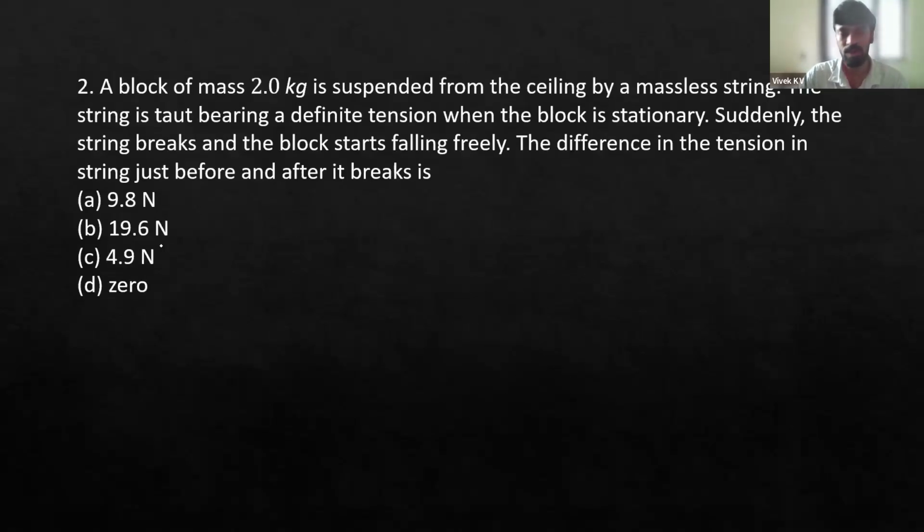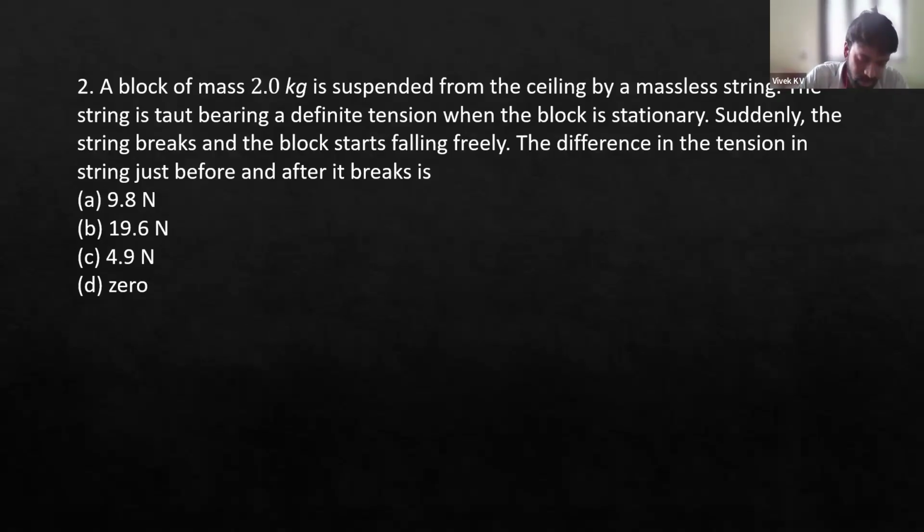Okay, so now moving on to the next question. A block of mass 2 kg is suspended from the ceiling by a massless string. The string is taut, bearing a definite tension when the block is stationary. Suddenly, the string breaks and the block starts falling freely. The difference in the tension in the string just before and after it breaks is? So here we should be considering the forces that are acting on the string.